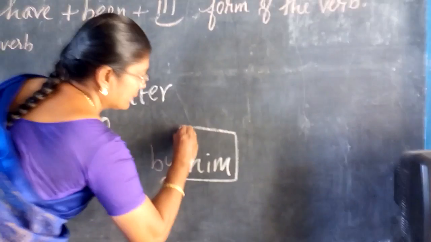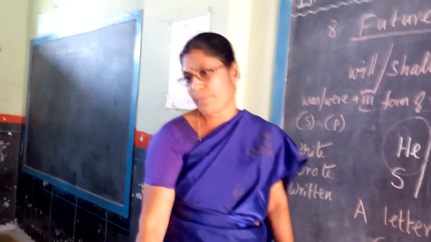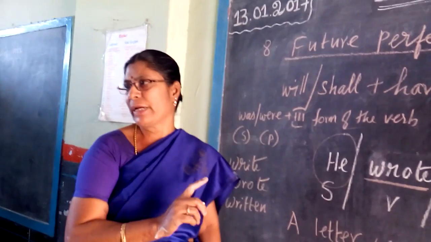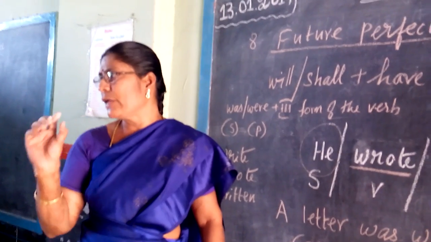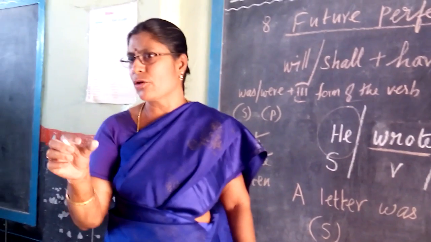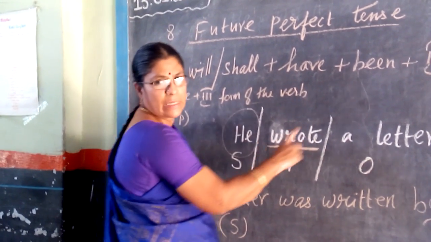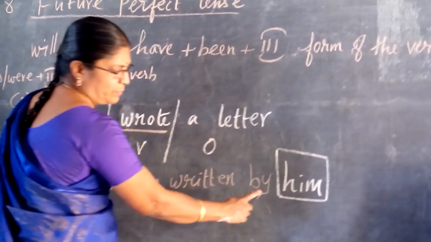Listen properly. The subject now occupies the objective place. In passive voice, we give importance to the object. In active voice, you give importance to the subject. When you give importance to the subject, it is called active voice. When you give importance to the object, it is called passive voice. So, he wrote a letter is changed into a letter was written by him.